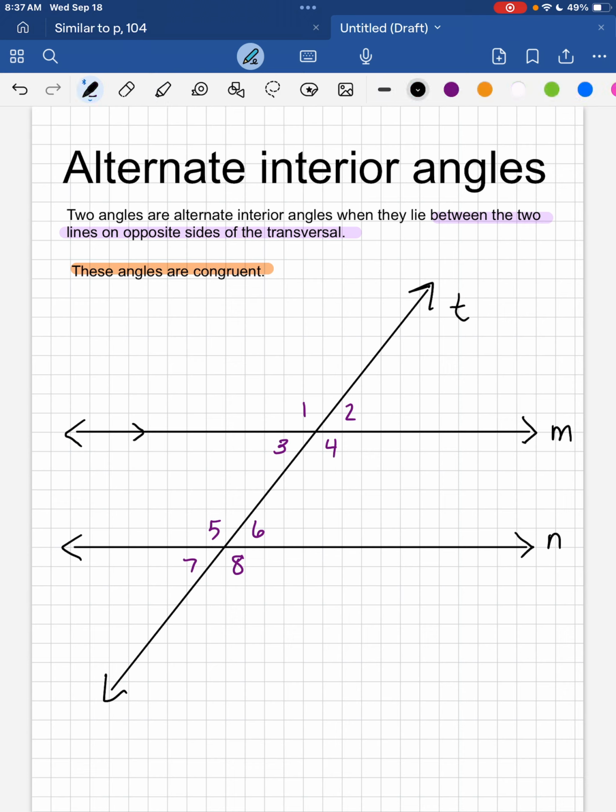So usually you're going to be given a diagram like this. It will have little triangles on it like this, which means that you are dealing with parallel lines, right? And a transversal T that goes through. So let's label this. Inside of the parallel lines, that is your interior.